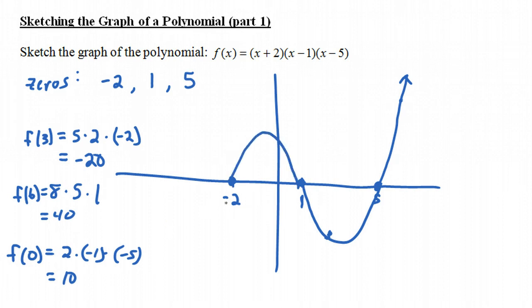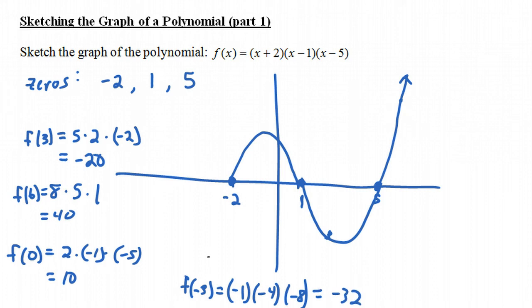And if you take a number that's less than -2, so let's try f of -3. Well, we would get -1 times -4 times -8. If we plug in -3, we get -1 times -4 times -8, and that ends up being -32. Now, why negative? Well, because we have 3 negatives, it ends up being a negative. So if we plugged in -3, we'd be way down here at -32. So the basic shape of the graph is going to look like this.